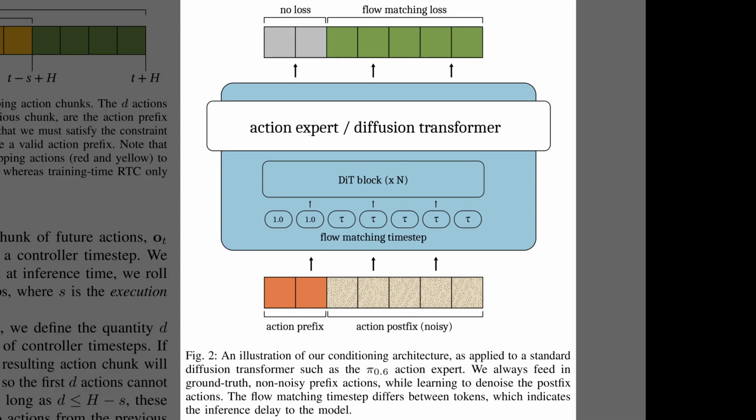Alright, the previous intro set up the goal of making robot control both smooth and cheap. Figure 2 shows how training time conditioning gets wired into the diffusion transformer action expert. The bottom bar encodes past actions in red and future actions in beige, and only the future actions are noised. The middle block runs these tokens with different flow-matching time steps, where prefixes get a time step of 1 and postfixes get a learnable delay. The top bar then applies loss only on the green postfix outputs, so the model learns to respect the fixed prefix while denoising the rest of the trajectory.